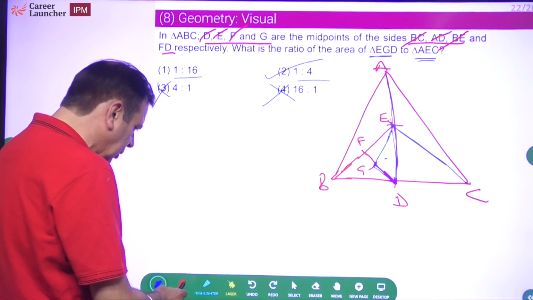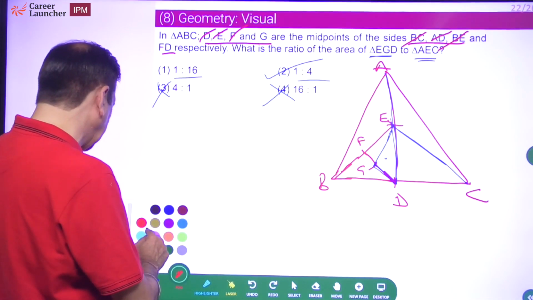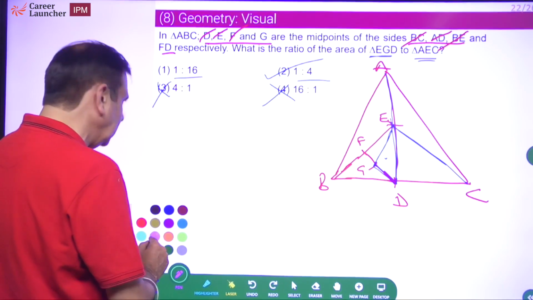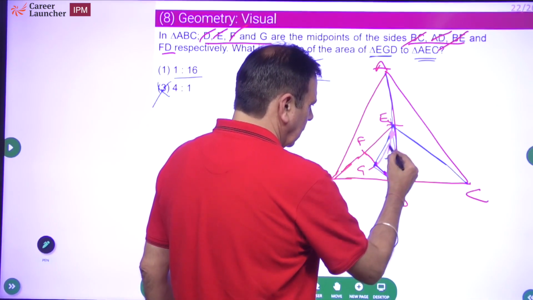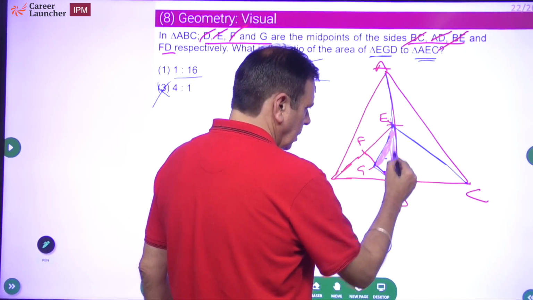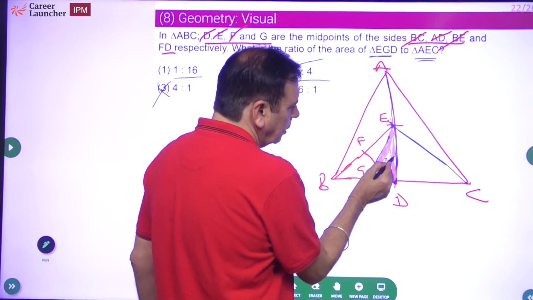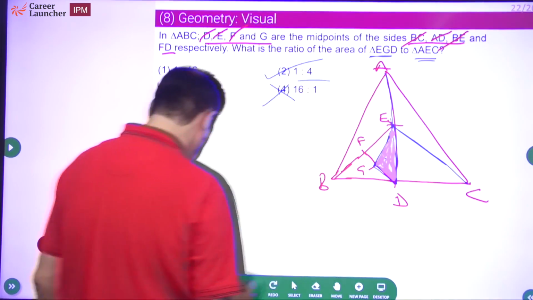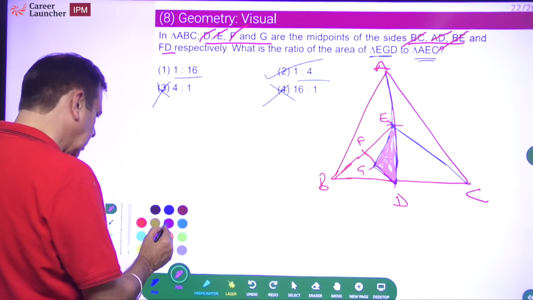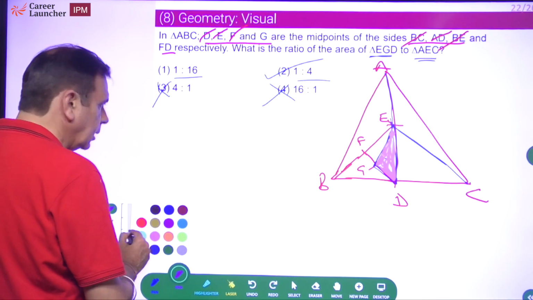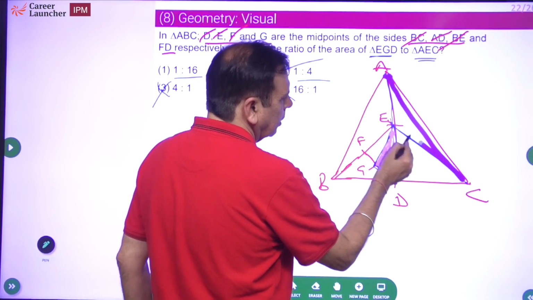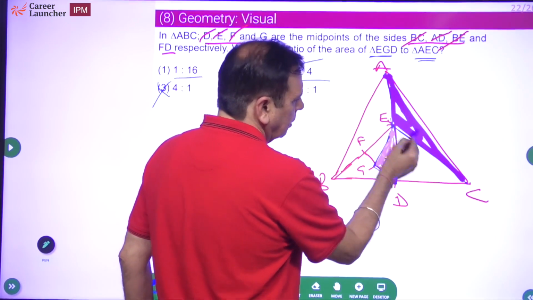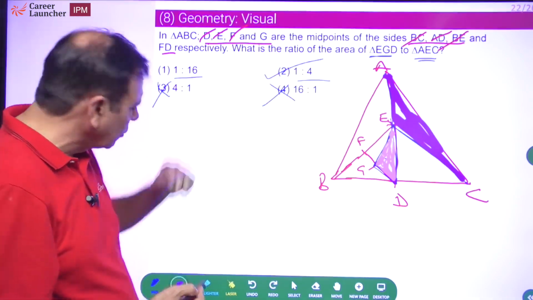Okay, I'll just highlight the relevant areas for you so that there's no confusion. So we are looking at EGD. This triangle. And we are looking at, okay, let me take this one. And this triangle. Yeah. It will be 1:4, 1:16 is not possible.